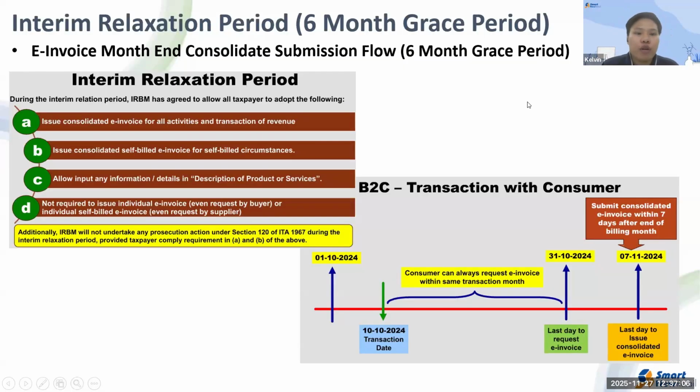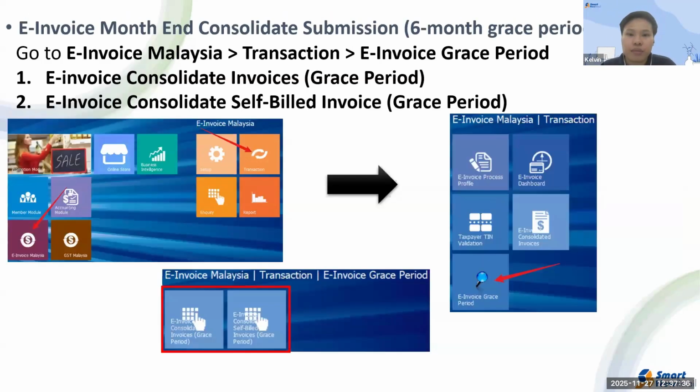Okay, so for grace period, what is grace period? Grace period is, in a term, relaxation period. LHDN gave us 6 months for all users to adapt to e-invoice. Within this 6 month time, they allow you to do consolidate for invoice type transactions. Okay, so only for this 6 months. After this 6 months, you're not able to do it for invoice type transactions.